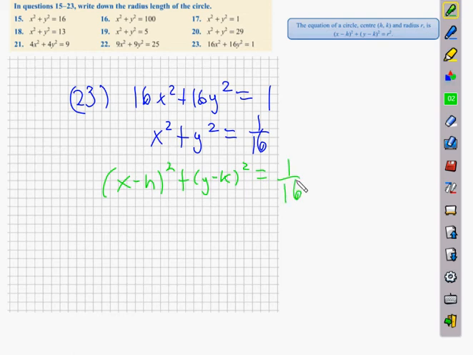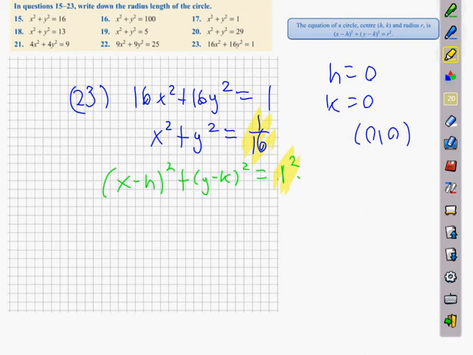And then once you've done that, you translate that h equals 0, k equals 0. That means your center is 0, 0. And then finally, that's r squared. So now we know that r squared equals 1/16. So r therefore equals the square root of 1 over 16. R equals 1 over 4. Happy enough with that? Simon?